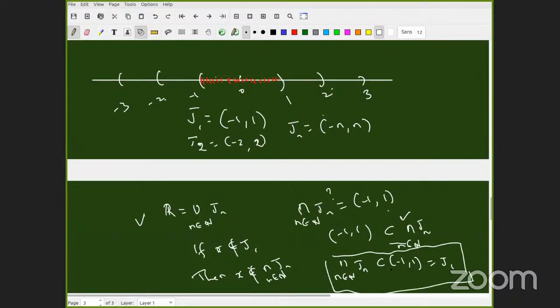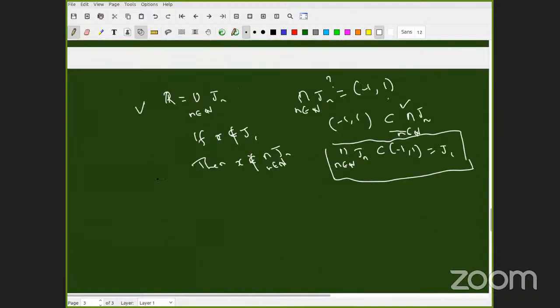How did I prove? If I want to prove, I have started with x not in J1, a contrapositive proof. Have you understood this? Started with: if x is not in J1, then x is not in the intersection. Do you understand this first? That's my question. Because that's the definition, right? If x has to be in the intersection, then x has to be in J1.